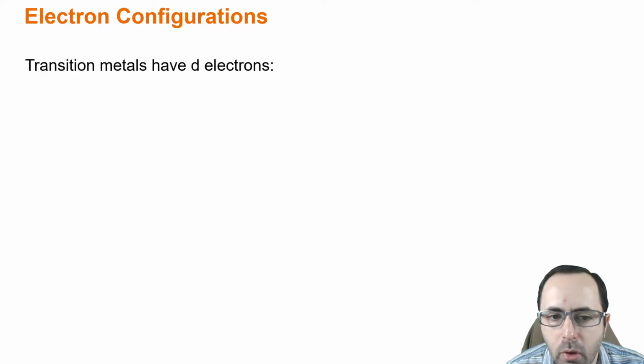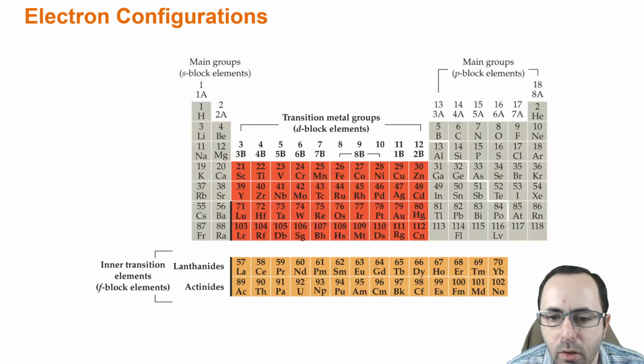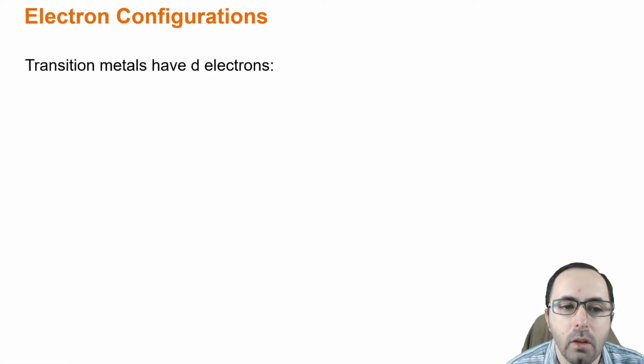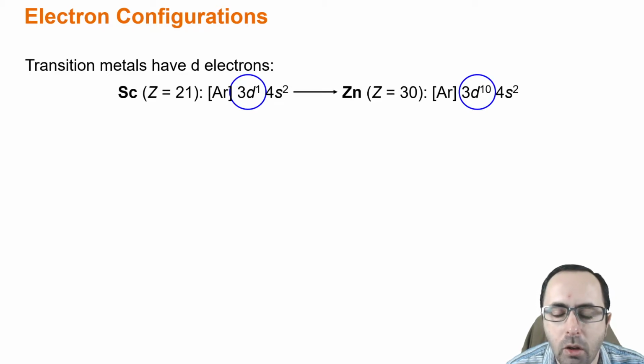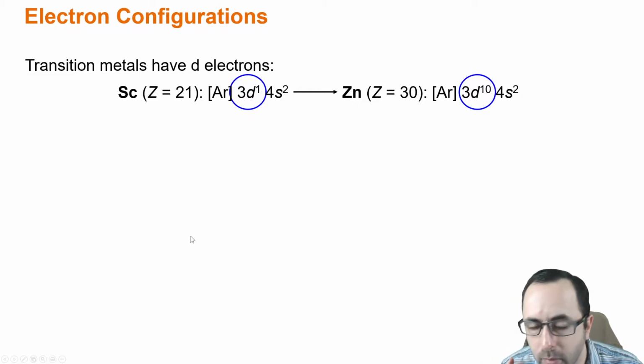So the most important thing is transition metals. As you can see, we called this the D block because this represents the introduction of D electrons into D orbitals in atoms. So transition metals have D electrons. And the way we determine those is based on the position on the periodic table.